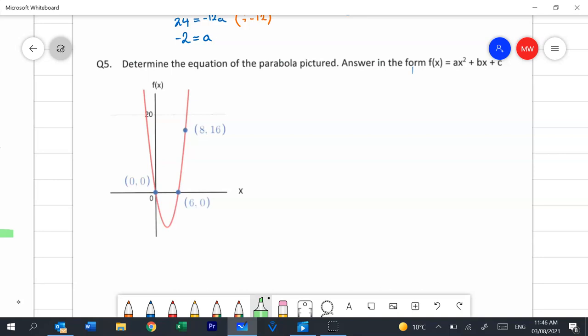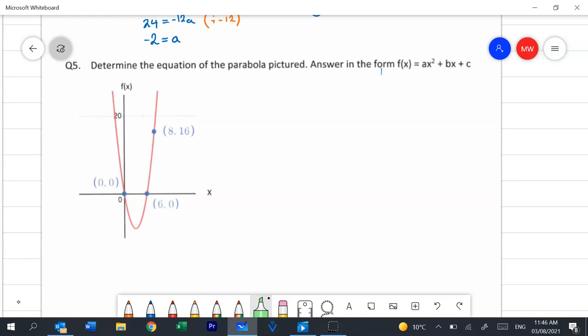This time we've got another parabola, and we've got the two x-intercepts here, and we've got a random point here. The only difference with this question is it's asking us to write the answer in a different format, so we'll have to be careful to do that at the end of the question. I'll come back to that. So we can't use the turning point form. We're back to using this form, y equals a(x minus w)(x minus t). Let's substitute in what we can.